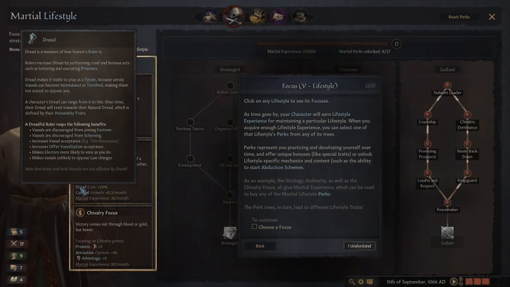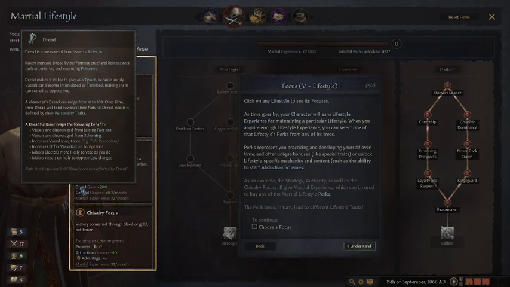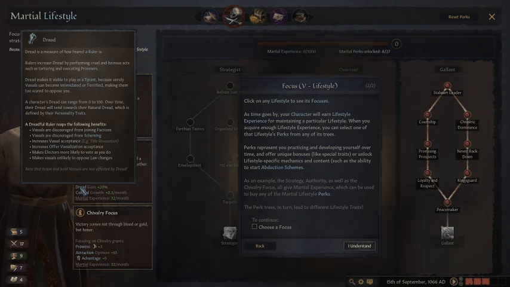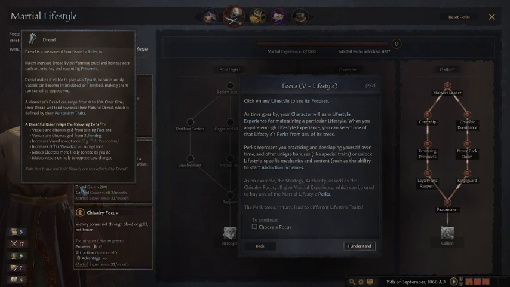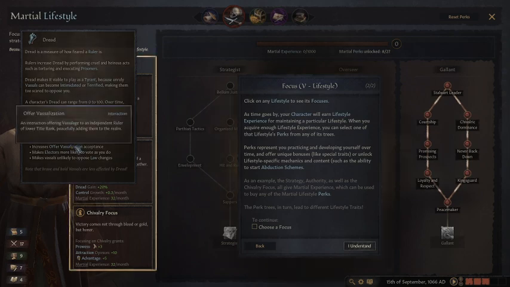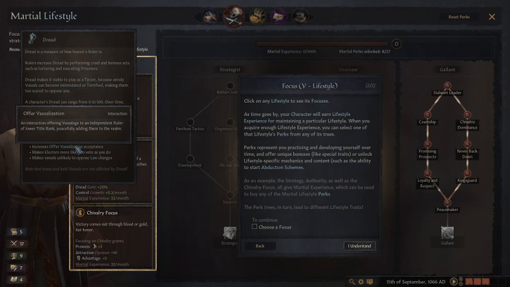A dreadful ruler reaps the following benefits: vassals are discouraged from joining factions, vassals are discouraged from scheming, increases vassal acceptance of e.g. title revocation, increases offer vassalization acceptance. Interesting. Makes electors more likely to vote as you do. Makes vassals unlikely to oppose law changes. See, offer vassalization: an interaction offering vassalage to an independent ruler of lower title rank, peacefully adding them to your realm.